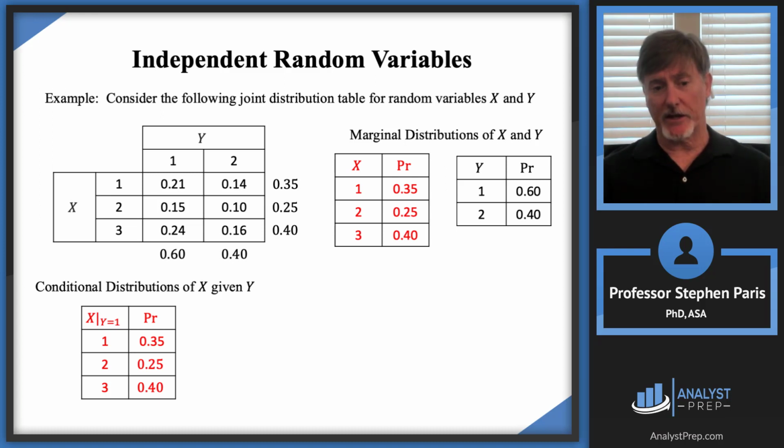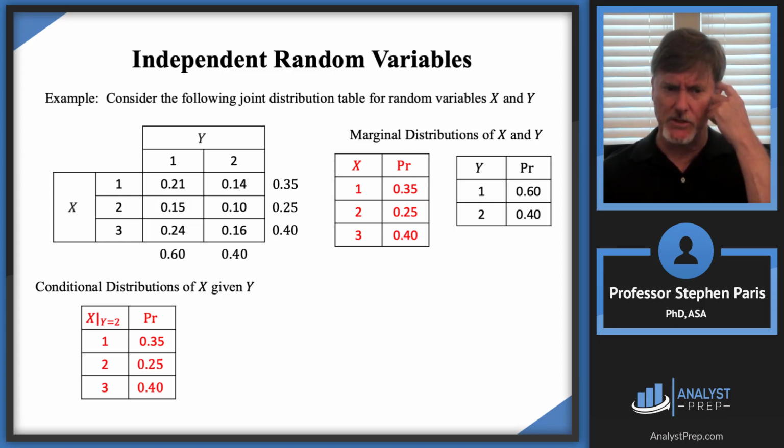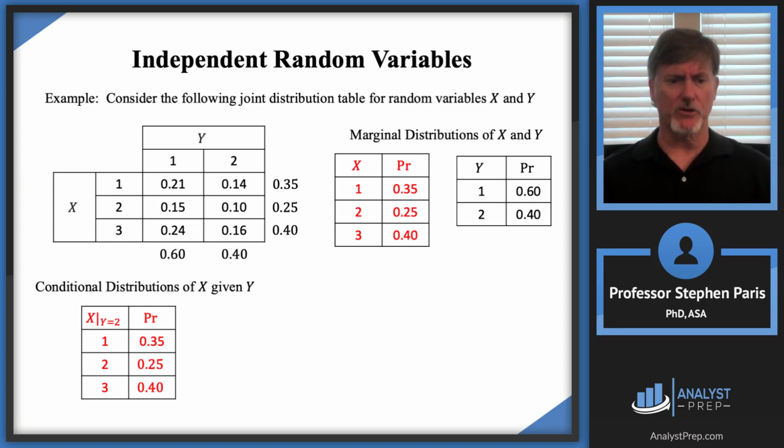And likewise, if instead of conditioning on capital Y being equal to 1, watch in the next slide, I'm just going to make a slight, subtle move there where capital Y equals 1, now capital Y equals 2. I'm going to leave it to you to show that you'd get the exact same values there: the 0.35, the 0.25, and the 0.4. I'll leave it to you to show that. So again, I get that the conditional distribution is actually equal to the marginal distribution.